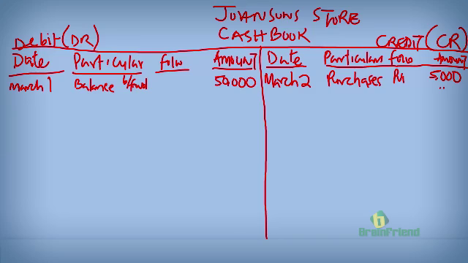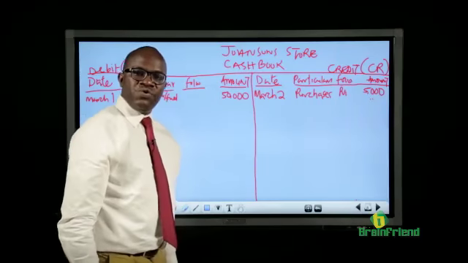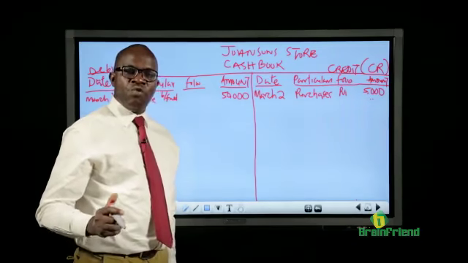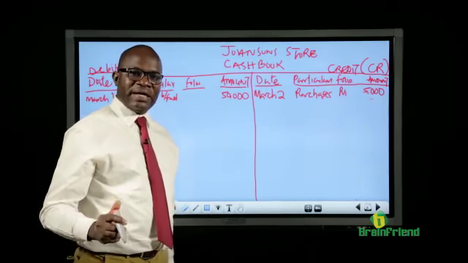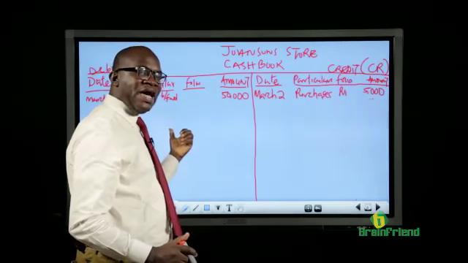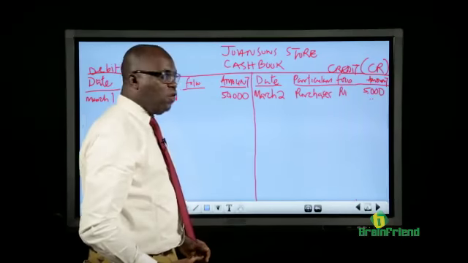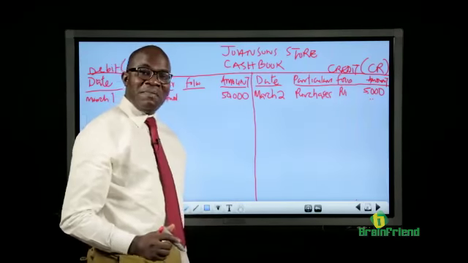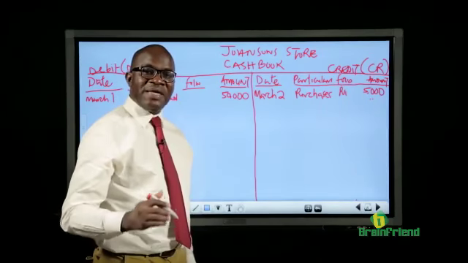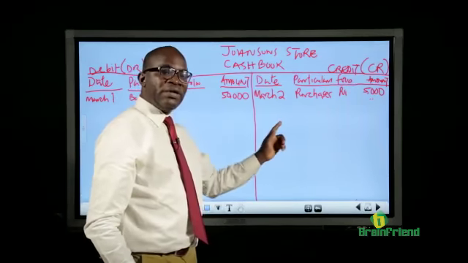We'll see the third transaction, what happened. On March 3, the business bought office furniture for cash worth 6,000 naira. So what do we do? Remember, for each transaction, we apply the double entry principle, which says whenever the business receives money, you record it at the debit side. Whenever the business gives out money, you record it at the credit side. Therefore, considering this transaction on March 3, where the business paid out money for office furniture, you see that it will be recorded on the credit side.